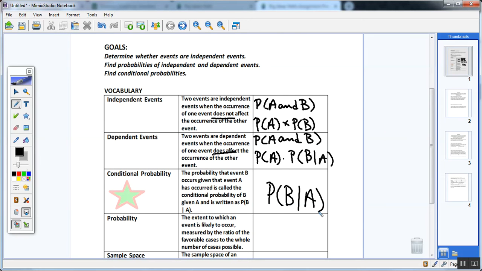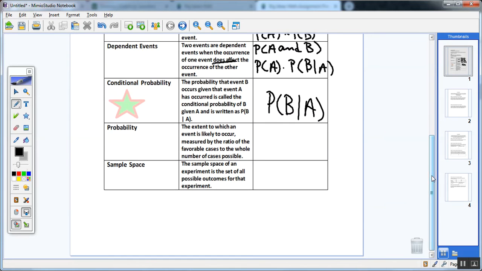And then two other things that we should know already in terms of our previous section. We already know what probability is. Probability is the extent to which an event is likely to occur, measured by the ratio of favorable cases to the whole number of cases. And then sample space. Sample space is the total number of outcomes.